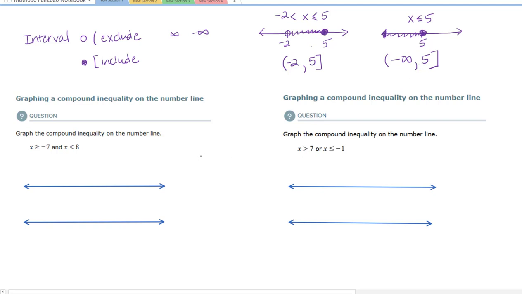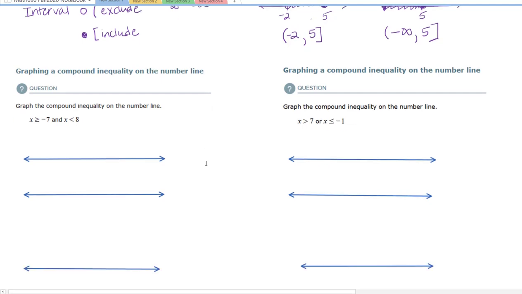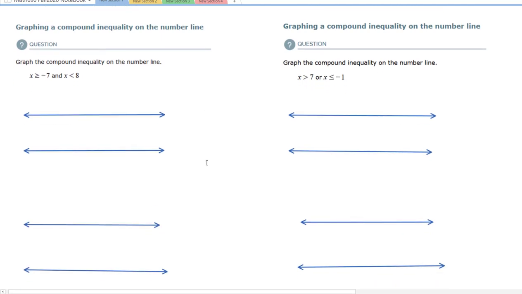So let's see then how this is going to work when we have a compound inequality. A compound inequality is when you have two inequalities stuck together with an "and" or an "or". I'm going to try and do a bunch of different examples. Over here I'll stick to "and" and then over here I'll use "or", and we can compare and contrast. So for this first one, x greater than or equal to -7 and x is less than 8.